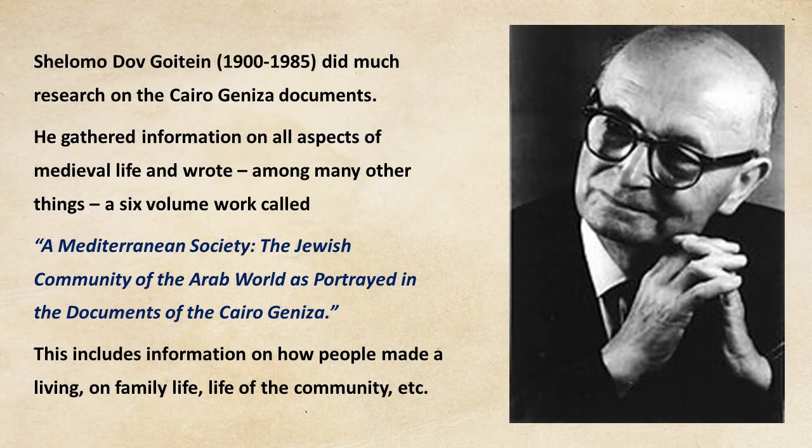And you have Shlomo Goitein. Maybe you can read this one. Shlomo Dov Goitein did much research on the Cairo Geniza documents. He gathered information on all aspects of medieval life and wrote, among many other things, a six-volume work called A Mediterranean Society, the Jewish Community of the Arab World as Portrayed in the Documents of the Cairo Geniza. This includes information on how people made a living, on family life, life of the community, etc.